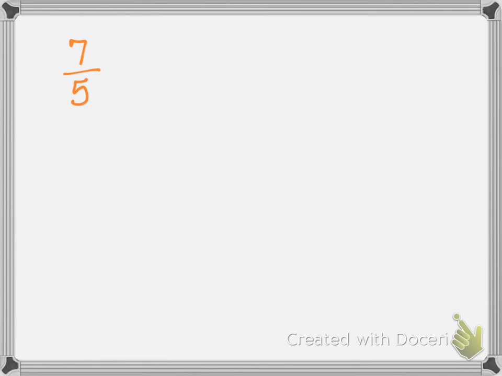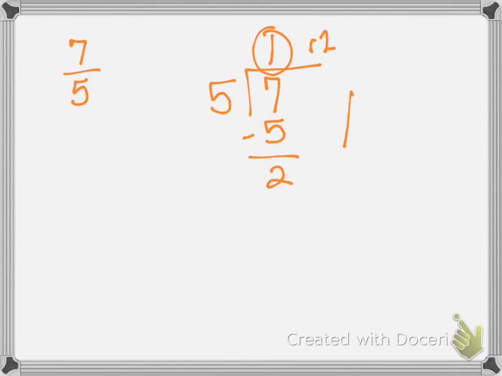Let's try this one. Go ahead and pause this one and try it on your own. Okay, so we have 7 divided by 5. 5 goes into 7 once. 1 times 5. We have 2. That becomes our remainder because there's nothing to bring down. Quotient is our whole number. Denominator doesn't change. Remainder is our numerator, 1 and 2/5.